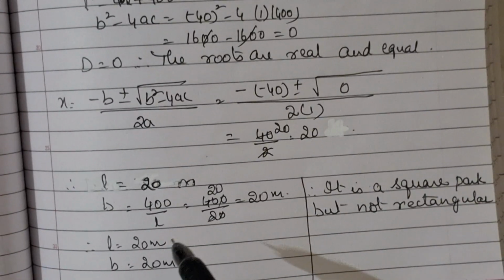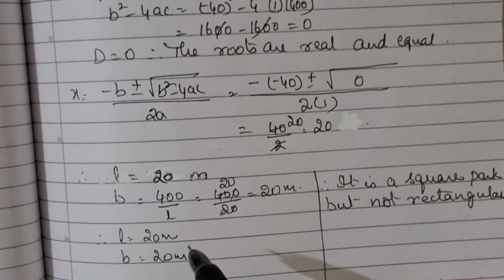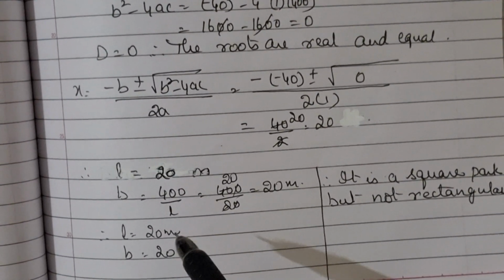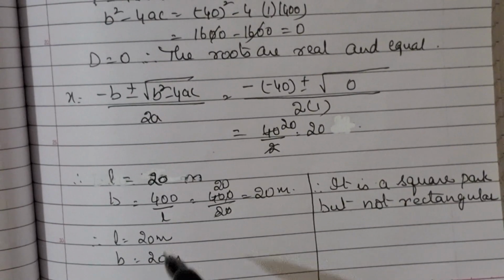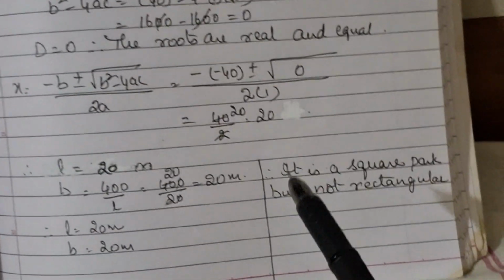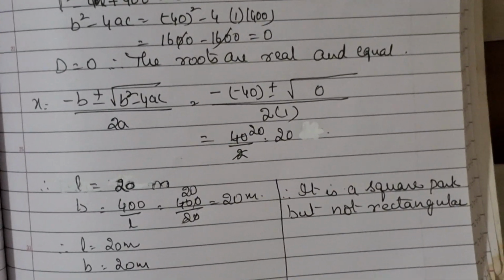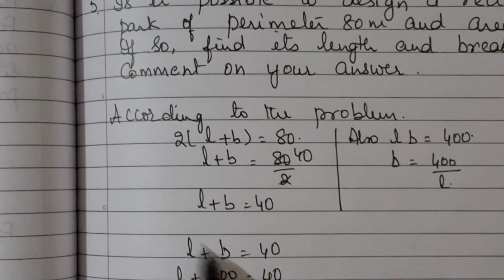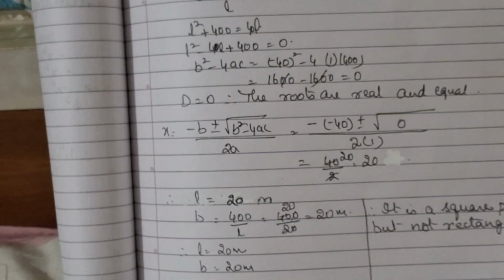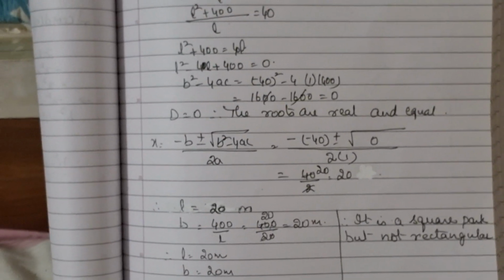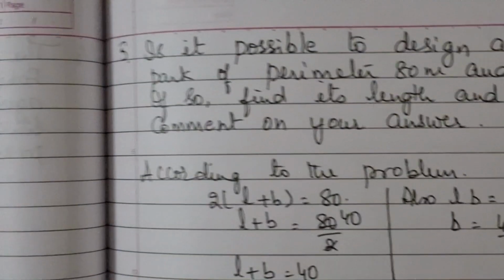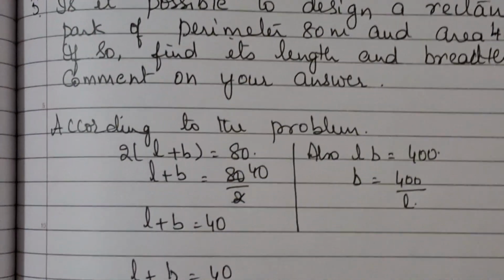So in this case, what are we getting, children? Length is 20 and breadth is 20. Both of them are the same, so same values. So it is a square park but not a rectangular park, because here you see, comment on your answer. So basing on the answer, we are commenting that it is a square park but not a rectangular park. So this is your fifth sum, children. Please note it down.